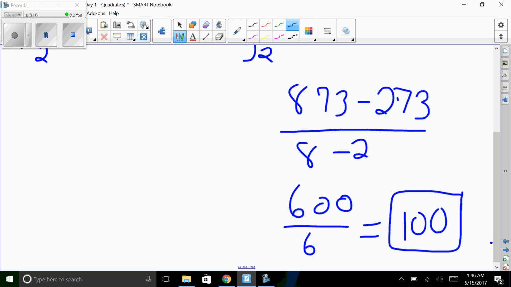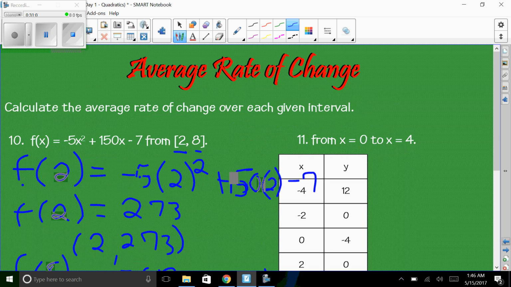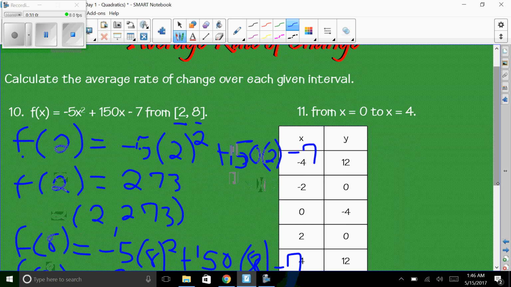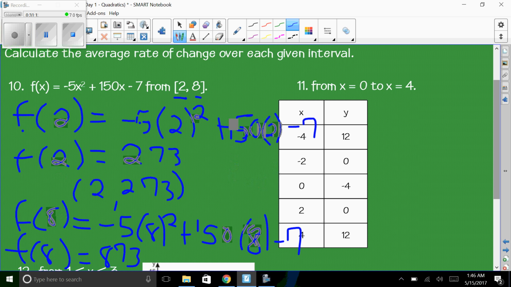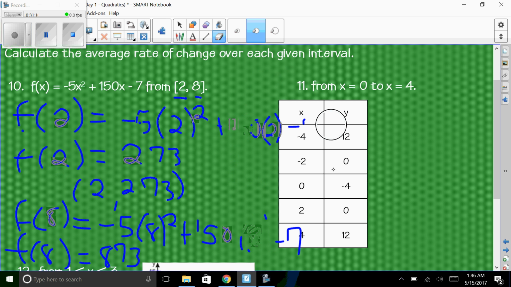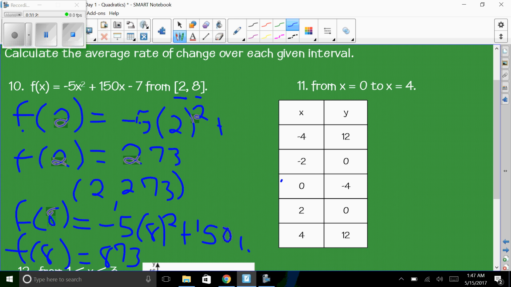Let's go back to number 11. All right, when you're given a t-table, the information's already given to you. You just find the x values on the chart. So when x is 0, y was negative 4. When x is 4, y is 12. So again, there's your two coordinates.